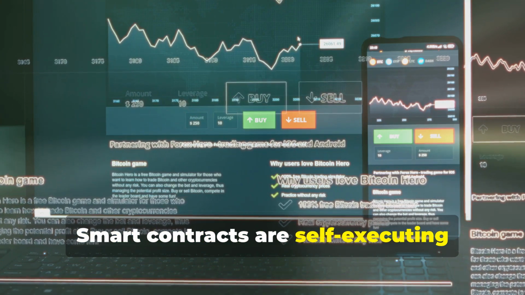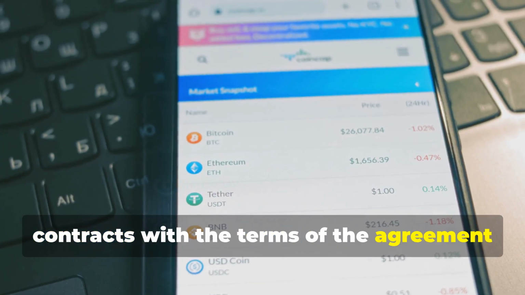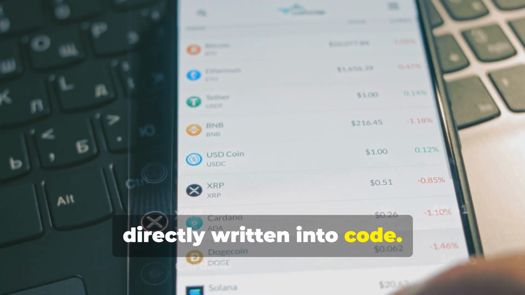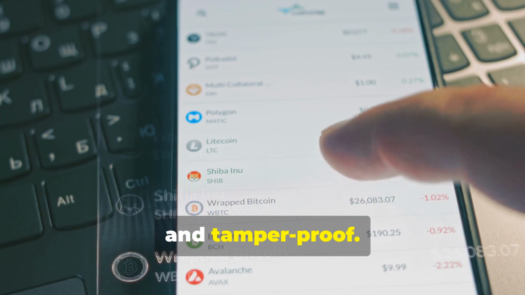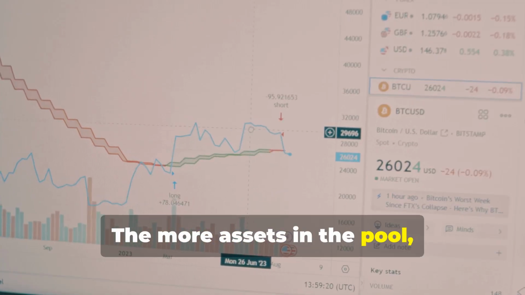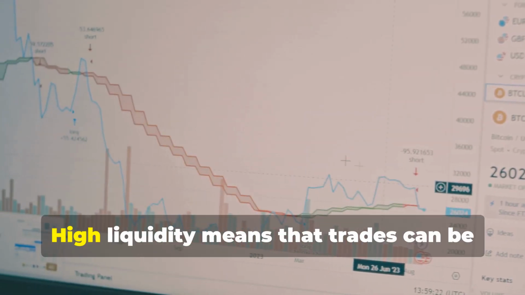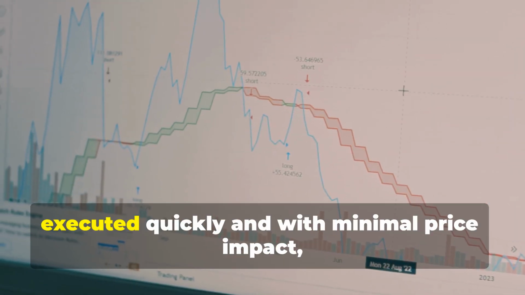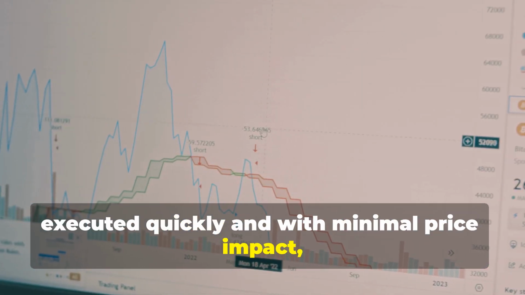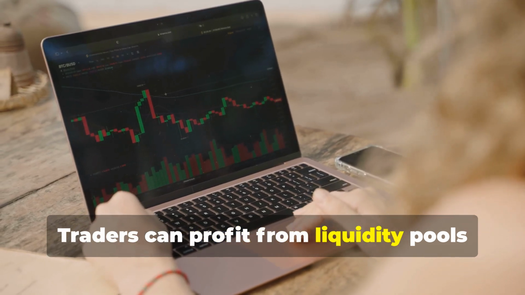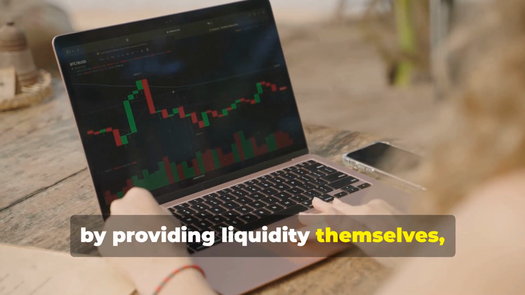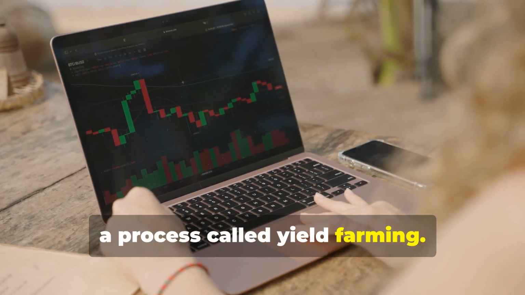Smart contracts are self-executing contracts with the terms of the agreement directly written into code. They ensure that transactions are secure, transparent, and tamper-proof. The more assets in the pool, the higher the liquidity. High liquidity means that trades can be executed quickly and with minimal price impact, which is crucial for a healthy and efficient market. Traders can profit from liquidity pools by providing liquidity themselves, a process called yield farming.